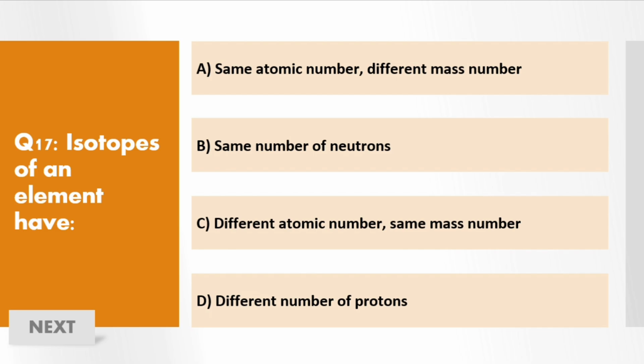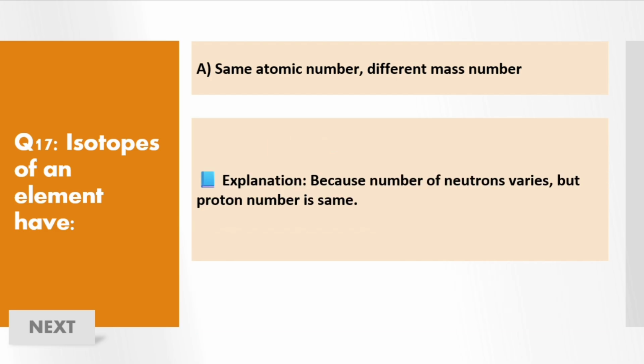Q17. Isotopes of an element have A. same atomic number, different mass number, B. same number of neutrons, C. different atomic number, same mass number, D. different number of protons. Correct answer: A. same atomic number, different mass number. Explanation: The number of neutrons varies, but the proton number is the same.